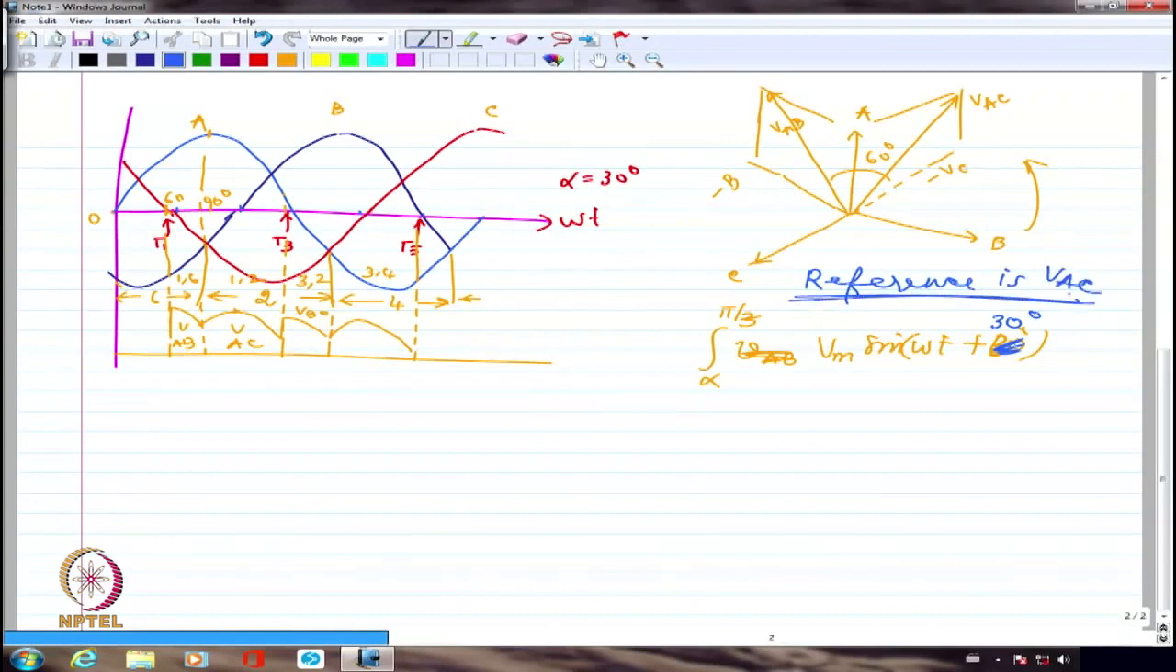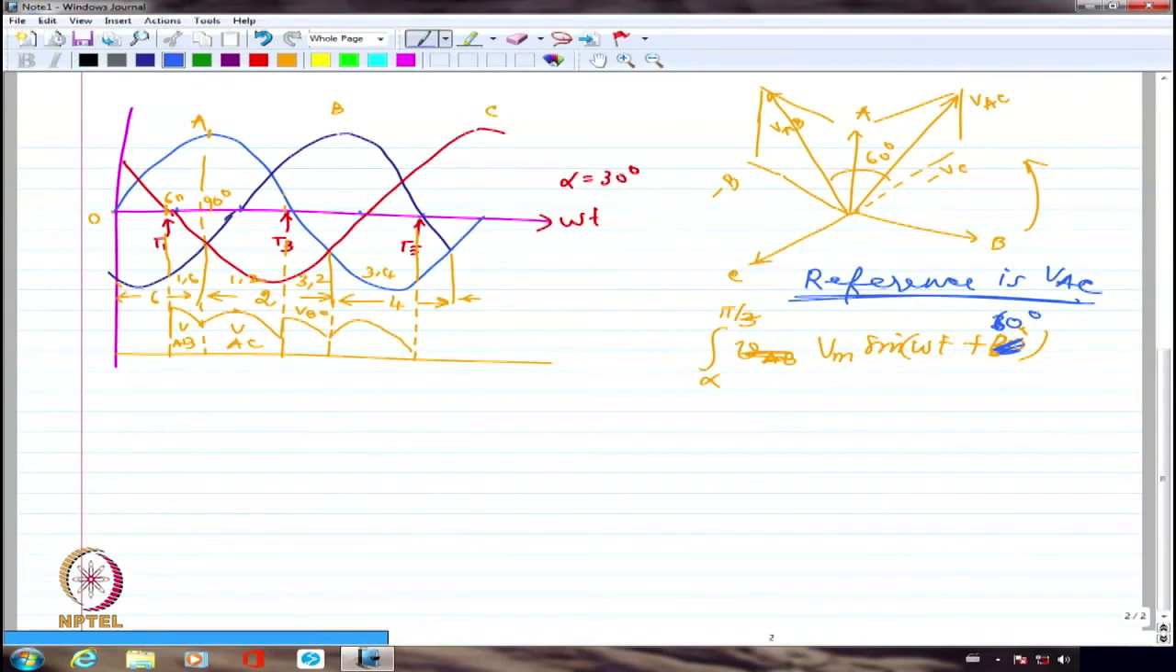We have written, yeah. So we are taking basically 60. Oh, I corrected and still wrote 30. Sorry. We are looking at VAC as the reference. So we are firing at alpha with respect to VAC 0 crossing. From alpha, how far it has continued? It has continued until the natural point of conduction of 2. And natural point of conduction of 2 is alpha plus 60, right?